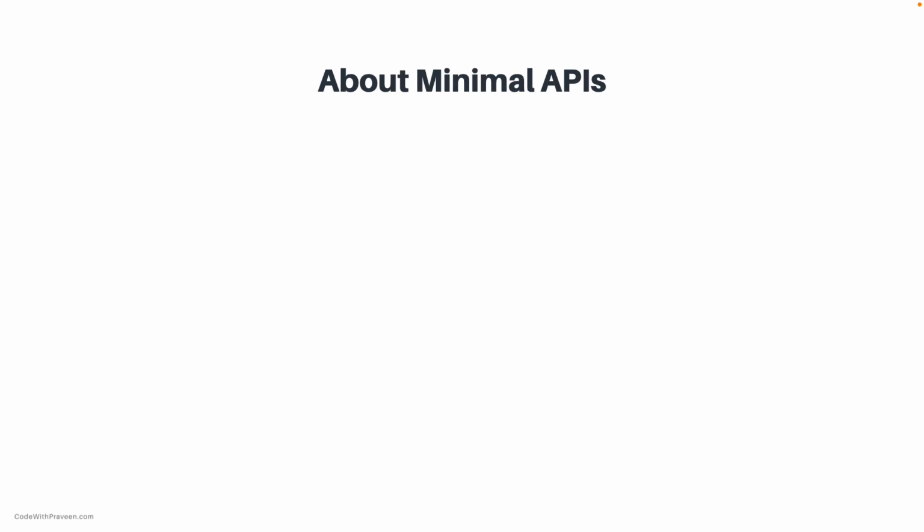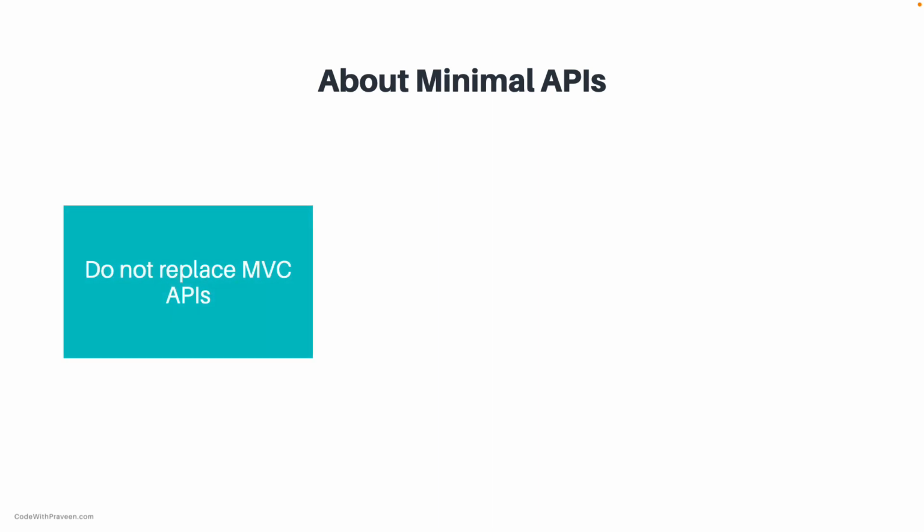Next, let's look at some of the main characteristics of these minimal APIs in .NET. First, it is very important to understand that minimal APIs are not going to replace the MVC APIs. They are not designed to replace the MVC APIs, or controller APIs, that have been in the market for many years. Both MVC APIs and minimal APIs are going to coexist along with each other.